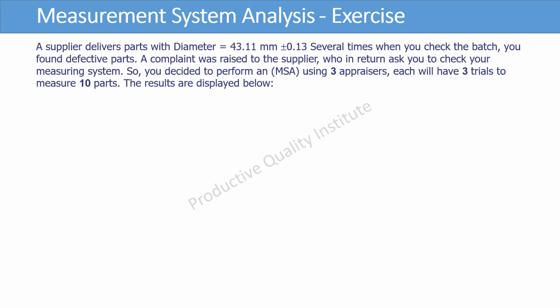A supplier delivers parts with a diameter equal to 43.11 millimeters, plus or minus 0.13, several times. When you check the batch, you find defective parts. A complaint was raised to the supplier, who in return asked you to check your measuring system. So, you decided to perform an MSA using 3 appraisers. Each will have 3 trials to measure 10 parts. The results are displayed below.